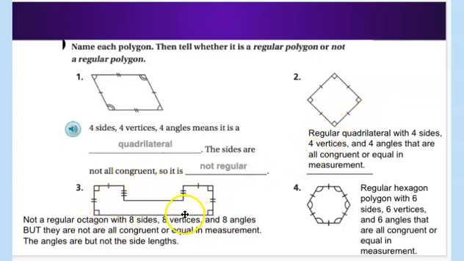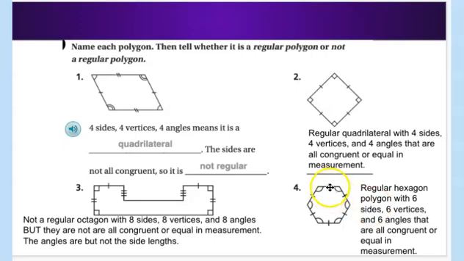Number 3, it's not. It does actually have a shape that has congruent angles, but take a look at the lengths of all the sides. These two are the same length. These apart ones, distant ones, are also the same length. These two are, but the longest one is a different size than all of them, and this one is a different size. So it is an octagon. It is a polygon because it's a closed shape. It does have 8 sides, 8 vertices, and 8 angles, but they are not all congruent and equal.